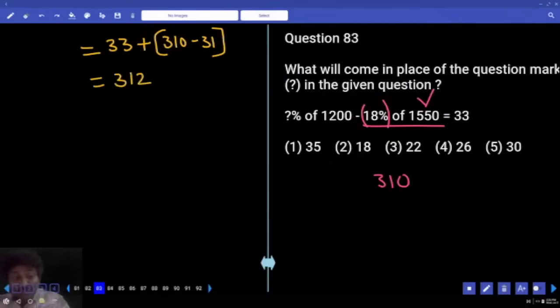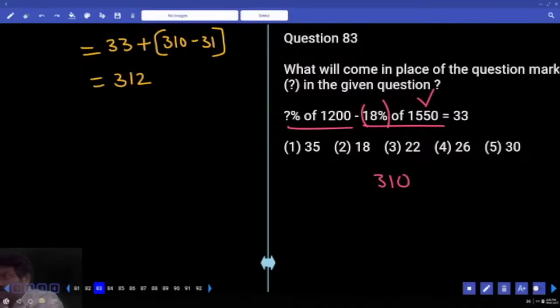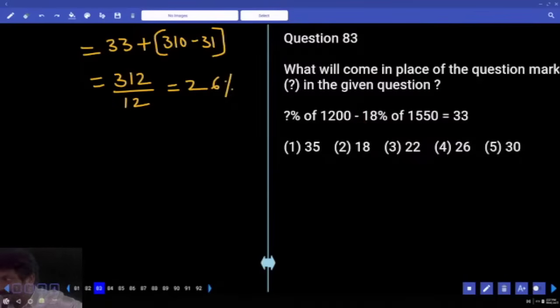Is what percentage of 1200? What is 1% of 1200? Then divide this number with 12, you will get your answer. 2 times 24, 6 times. Got it? Before that, I tried elimination. But 2 options are there. I'll tell you.